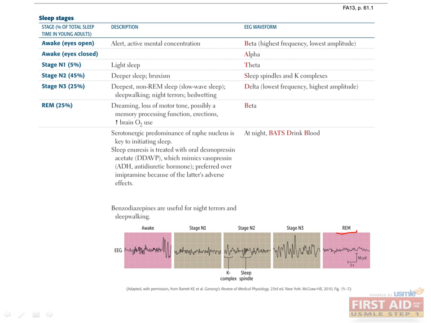REM sleep is characterized by dreaming, loss of motor tone, erections, and increases in brain oxygen usage, possibly related to a memory processing function. Also, extraocular movements during REM sleep are due to the activity of the paramedian pontine reticular formation, or conjugate gaze center. It is because of these extraocular movements that this phase of sleep is termed rapid eye movement sleep. You also see an increase in variable pulse, variance in blood pressure, and penile and clitoral erection. Thus, REM sleep is a bit like sex. Alcohol, benzodiazepines, barbiturates, and norepinephrine are associated with reduced REM and delta sleep.